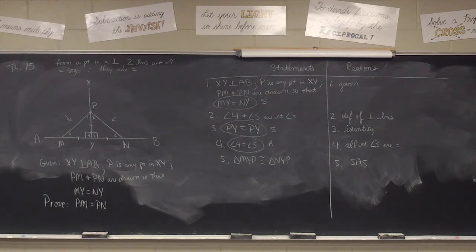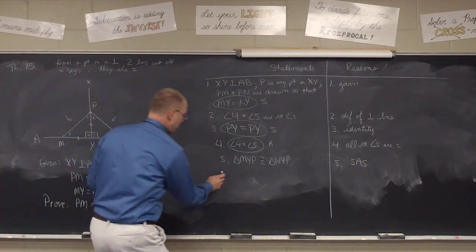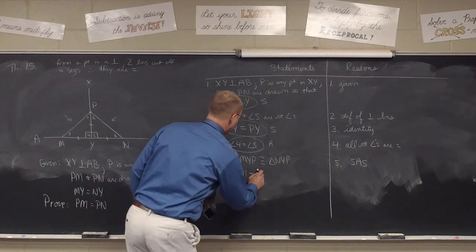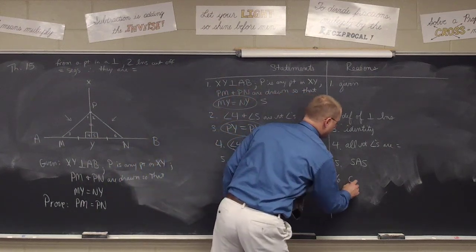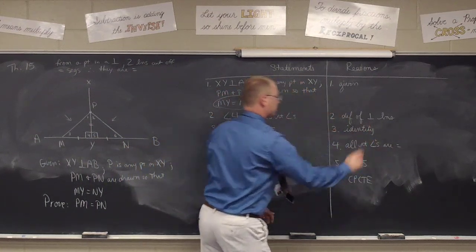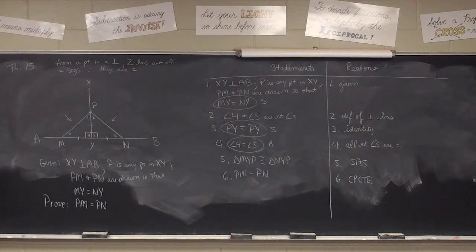So if those two triangles are congruent, they're equal by CPCTE. There we go. PM equals PN by CPCTE. And we're done. Pretty straightforward. I always like to psych myself out. Don't psych yourself out. All right, so there we go. Pretty easy, straightforward proof there on Theorem 15. Questions on Theorem 15?